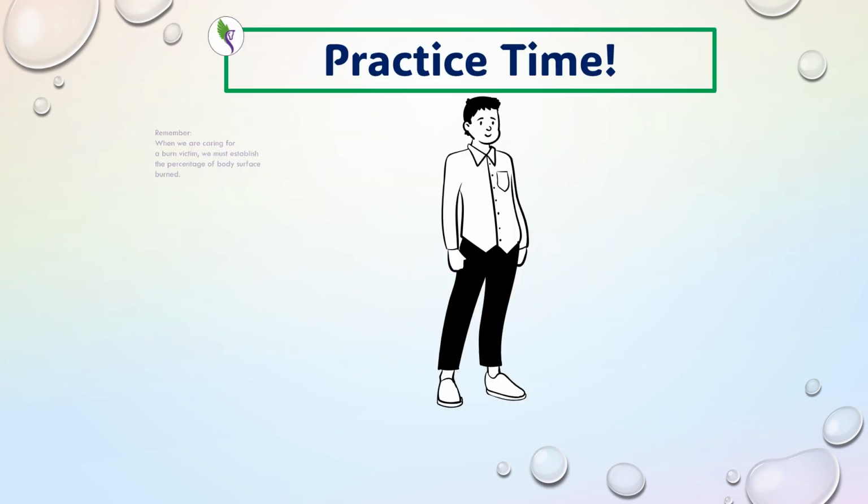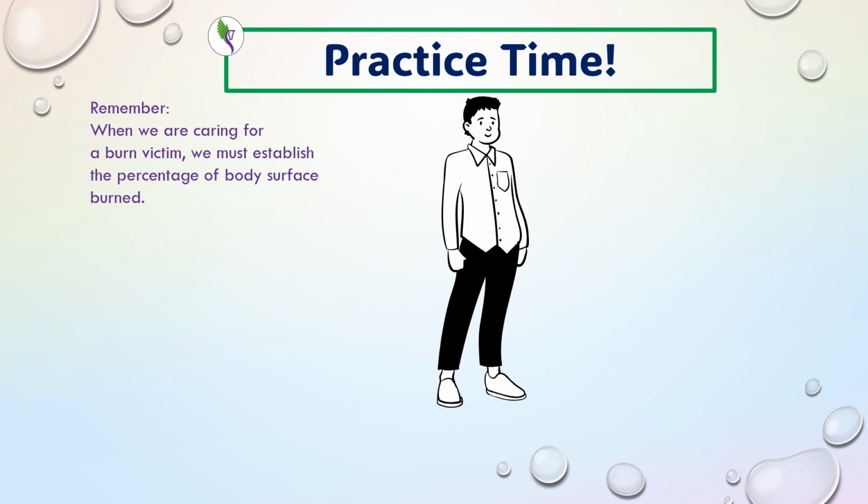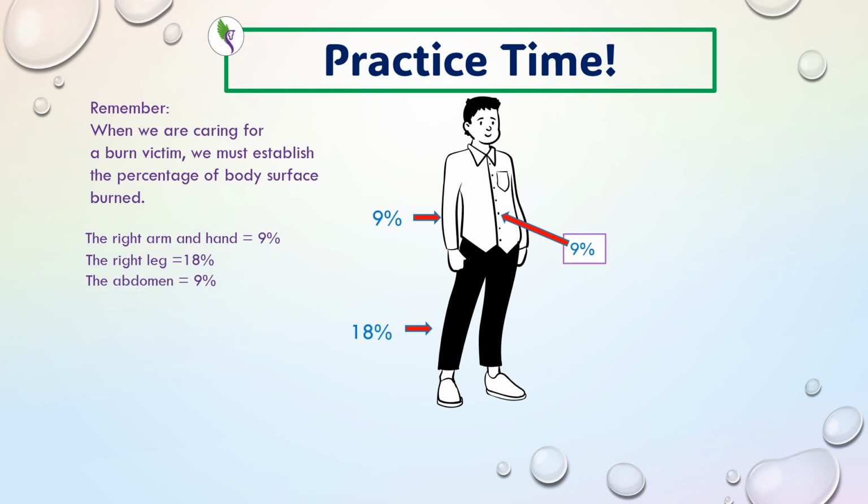Okay, it's practice time. Remember, when we are caring for a burn victim, we must establish the percentage of body surface area burned. For this patient, they've burned their whole right arm. That's 9%. They've burned their whole right leg. That's 18%. And they've burned their abdomen, which is 9%. Remember, the total anterior torso is 18% with the chest at 9 and the abdomen at 9, and they've just burned their abdomen, so that's 9%.